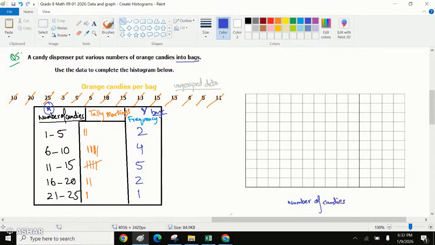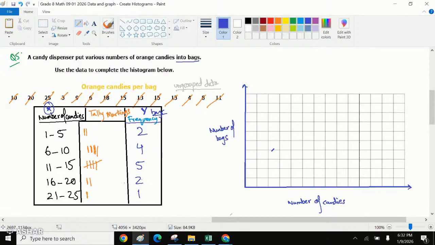And what we do is we draw the axes and we label the axes, that is very important. The y-axis would be representing the number of bags. We always put an arrow over here, and this represents the number of bags, which is basically the frequency, right?